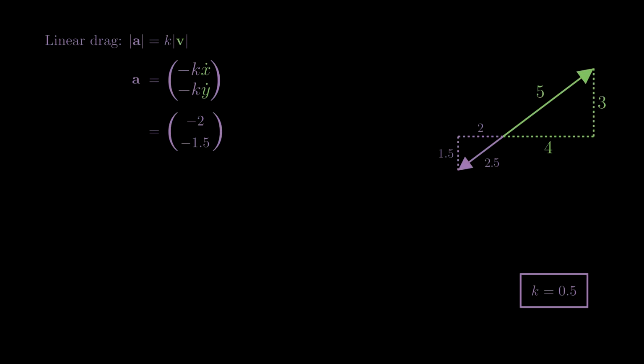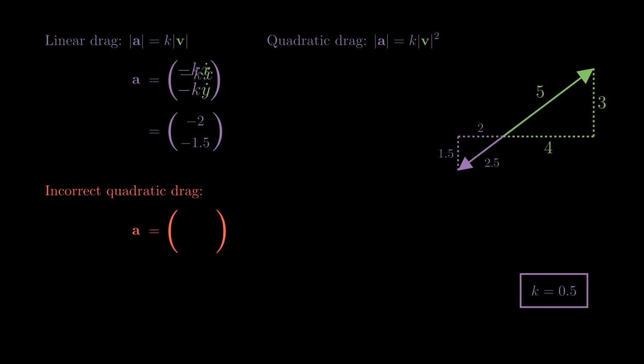Now, quadratic drag is almost the same, starting point at least. It's just that the magnitude of the drag is proportional to the square of the speed, not just the speed itself. And the really tempting thing to do, which some people have done, but a really wrong thing to do, is to try and copy the pattern from linear drag, and simply use negative k x dot squared and negative k y dot squared as the components of the acceleration vector. So in this case, 4 squared is 16, half of that is 8, 3 squared is 9, half of that is 4.5, and we'd get this vector here.